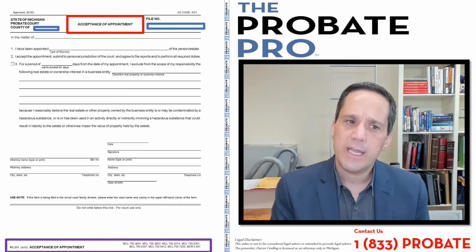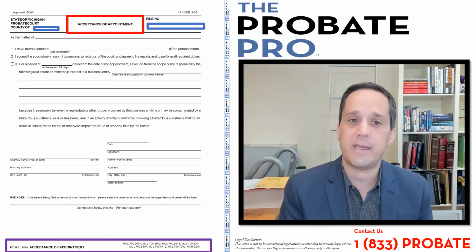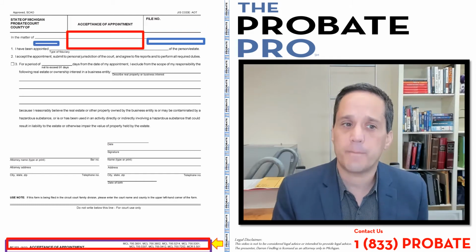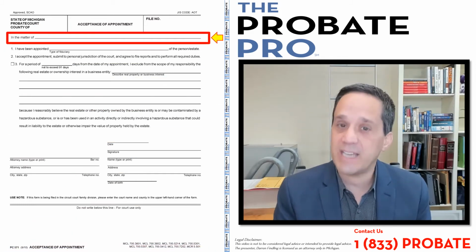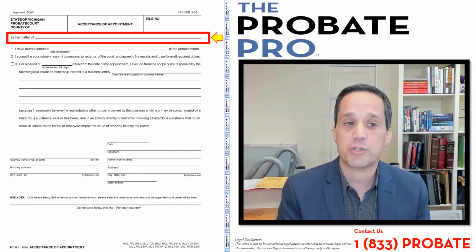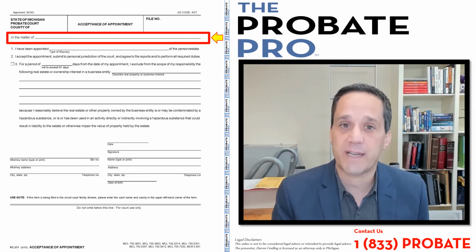Top left corner is the county in which the probate is pending. Top right corner is the case number, the file number that's been assigned by the court. At the top, you identify the estate of. This could be a deceased estate. This could be a guardianship or conservatorship or a trust. That's simply the title that's reflected there.